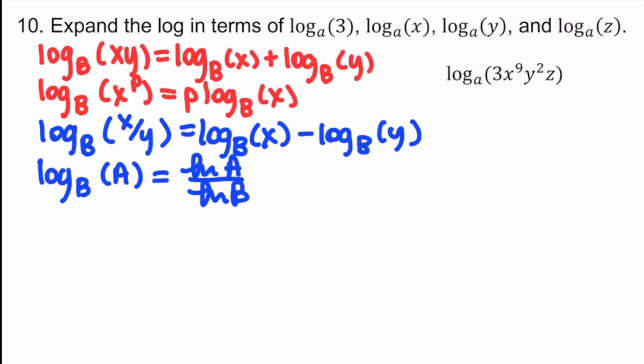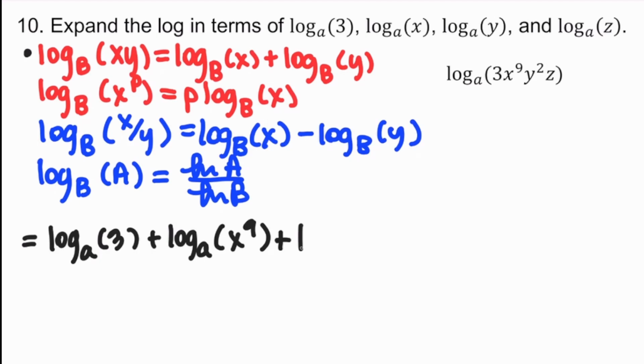In this case, with log base a of 3x to the 9y to the 2z, I'm going to be using that first property right here. I'm going to use that to split this into log base a of 3 plus log base a of x to the 9 plus log base a of y to the 2 plus log base a of z. So I'm going to say this expression is log base a of 3 plus log base a of x to the 9 plus log base a of y to the 2 plus log base a of z.